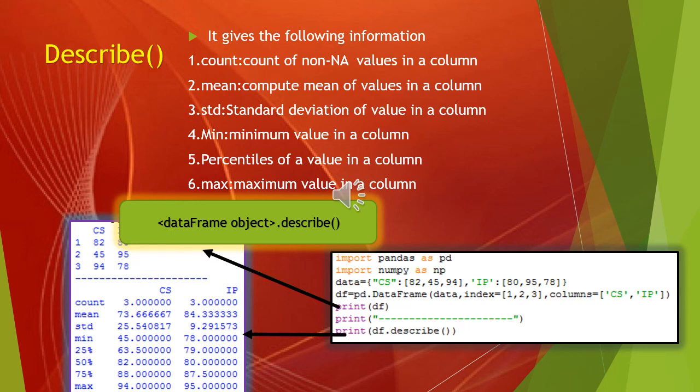So first the data frame object is displayed, and the describe function displays the count, mean, standard deviation and minimum value of both columns, and the percentiles are also displayed, and the maximum value of both columns is also displayed.